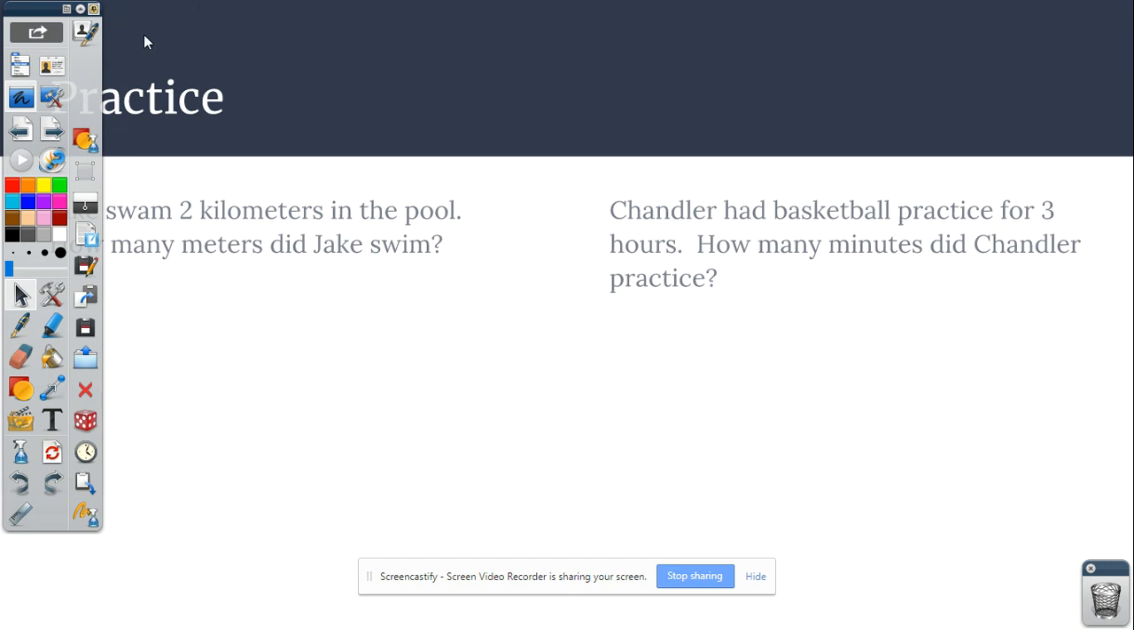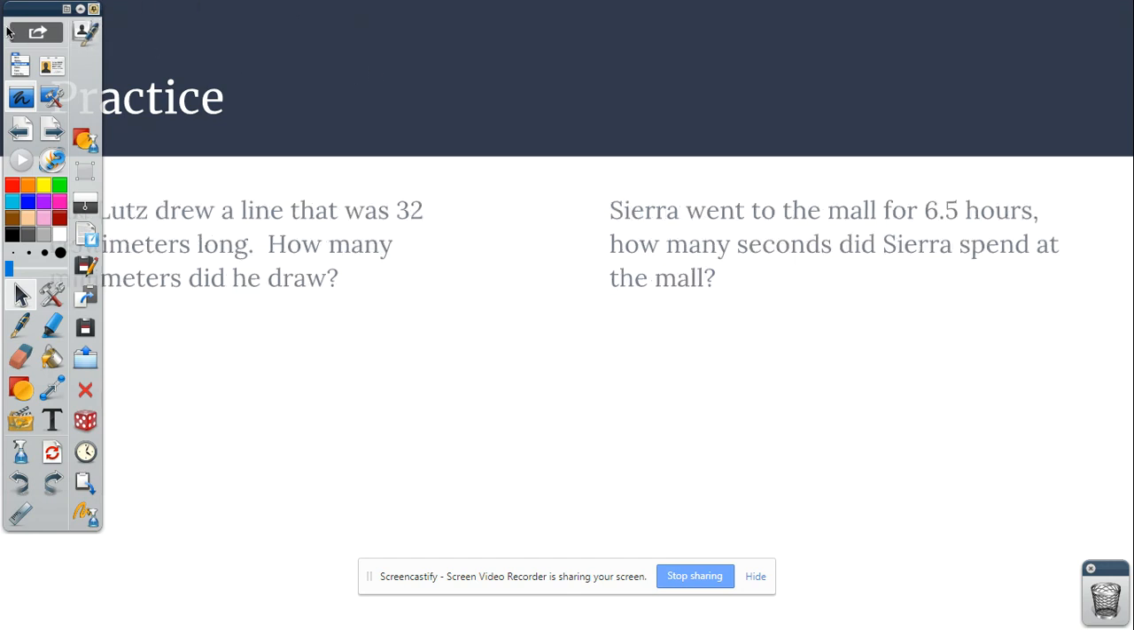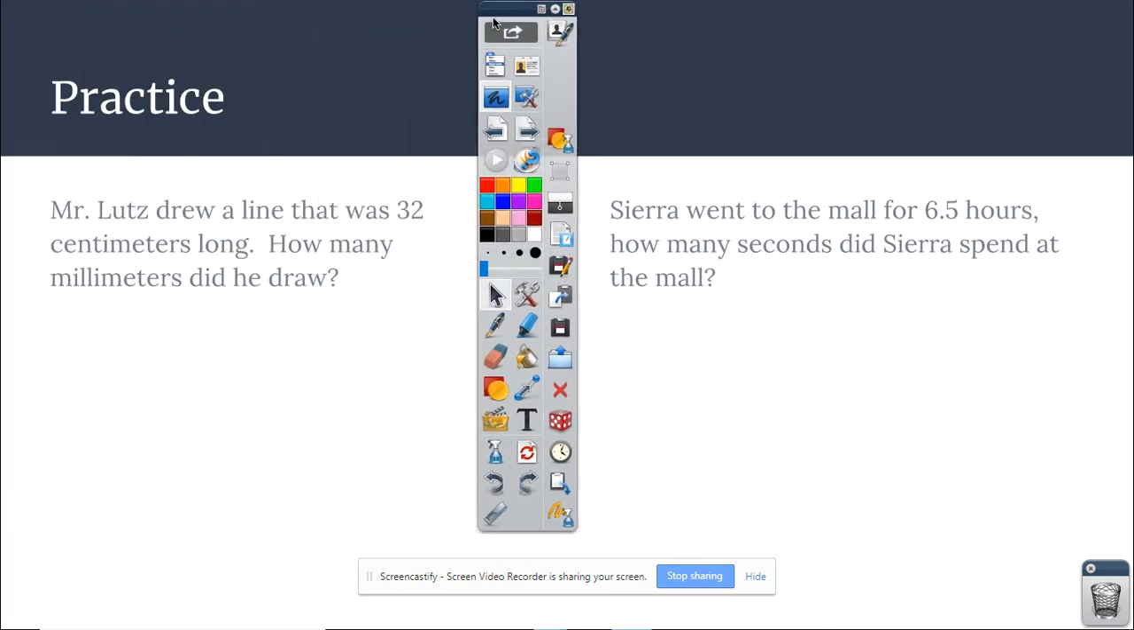So let's just do this example right here. It says that Mr. Lutz, and I know we've already done this before, but I just want to go over the basics before we have our quiz. So it says Mr. Lutz drew a line that was 32 centimeters long. How many millimeters did he draw?